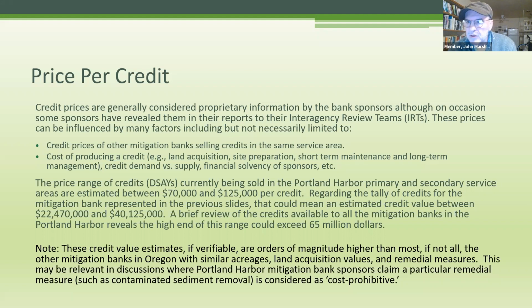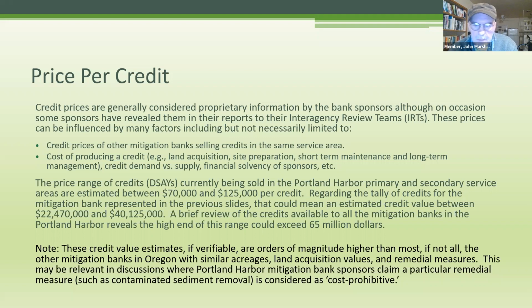That's orders of magnitude more than what all the other mitigation banks in Oregon have in terms of credit value. Usually, for the same amount of acreage and resource recovery application, you're seeing somewhere between a $1 or $2 million credit value in most of the other banks. And here you're getting between 22 and $65 million worth of value.